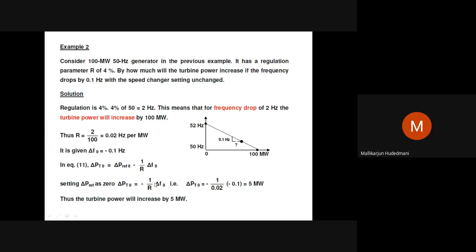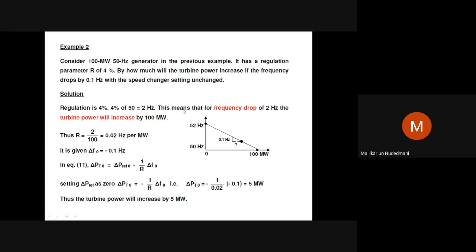Then I can write the value of delta PT equal to delta F, 0.1, divided by 0.02. There is a natural minus and the minus cancels away. It means it is 0.1 hertz delta F divided by R. R here stands as the value in hertz per megawatt, 0.02 hertz per megawatt. When I operate in the denominator, it becomes 0.1 divided by 0.02. The minus and minus cancel away. It is demanding 5 megawatts.